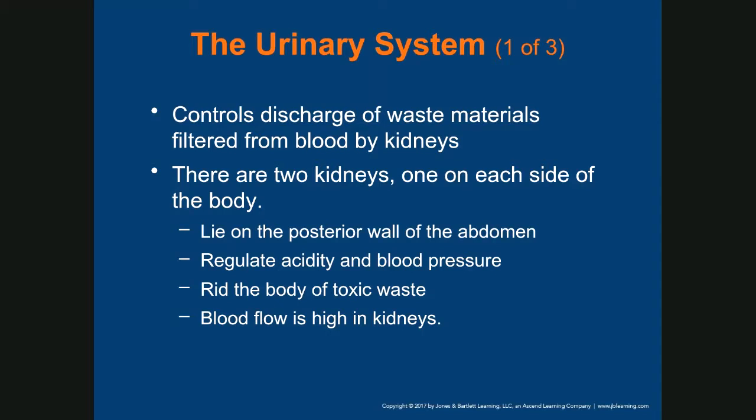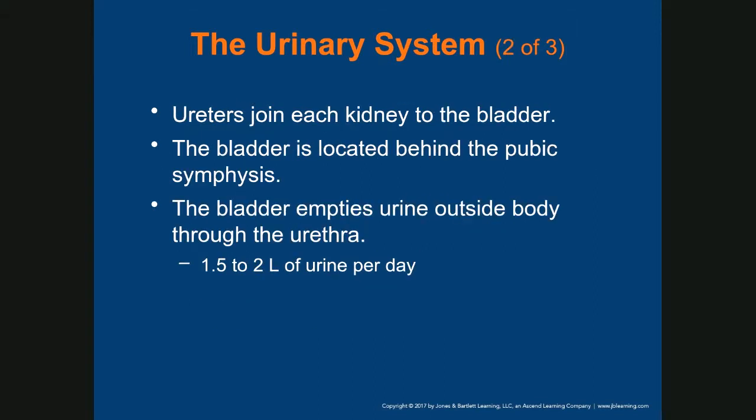So in other words, the kidney is the toilet, right? And a toilet needs water. So the kidneys are responsible primarily for filtering waste from the blood, and we need water in the body to do that. If we don't have a lot of water in the body, the toilet can't flush, right? So that's the kidneys. The ureters join each kidney to the bladder. The bladder is located behind the pubic symphysis.